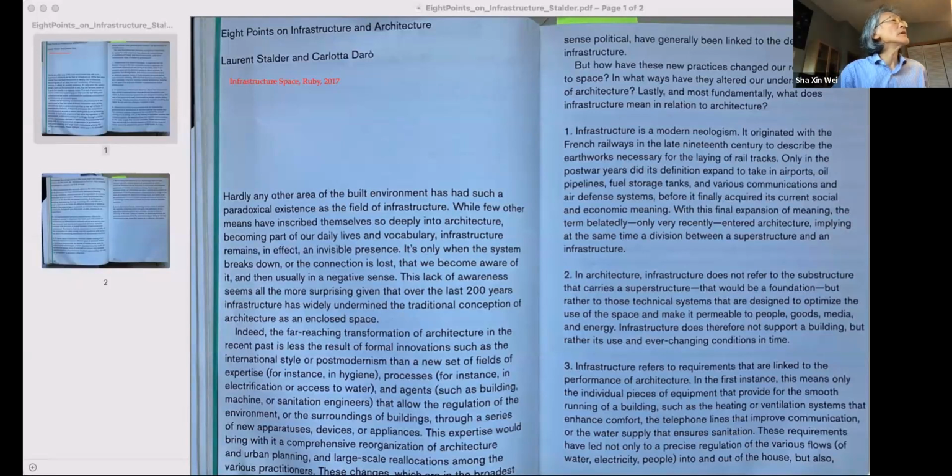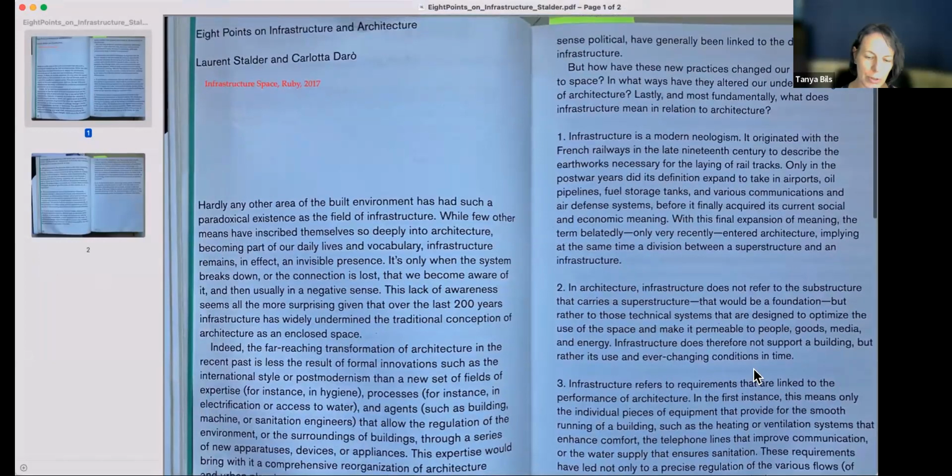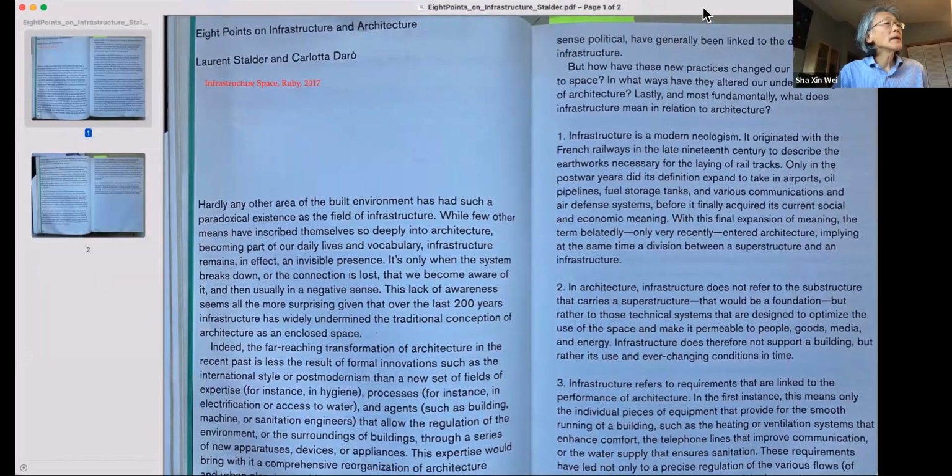Yeah, I'll try to find it. It's this one, right? Yeah, this one. Yeah, that was the 8 points on infrastructure. And yep, here. So just 2 pages. It's 4 pages. It's useful.